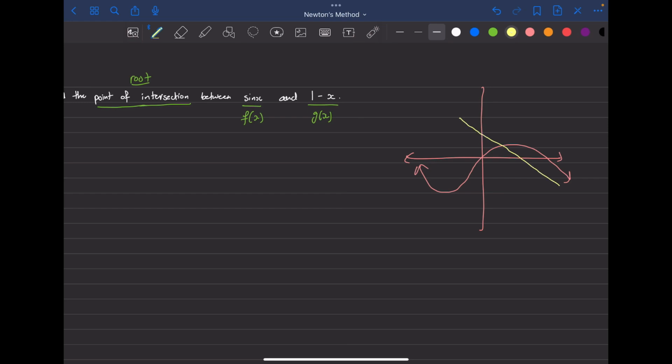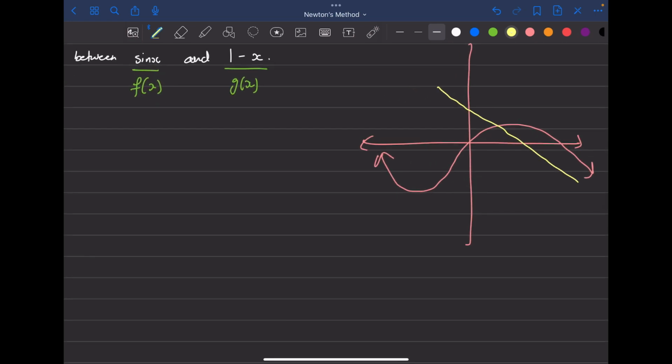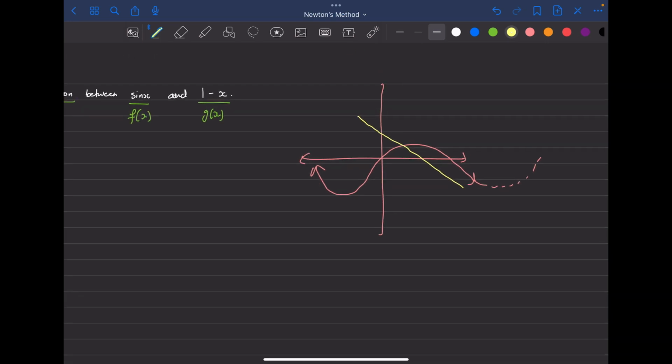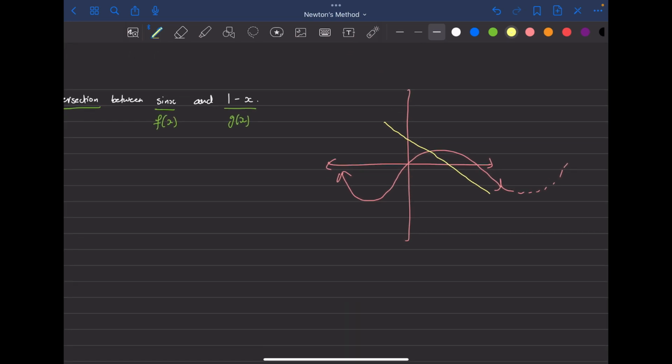Once again, first of all, we know that there is one intersection point because sine x goes back up, kind of like that, but 1 minus x continues to go down. So we know that there's going to be one intersection point, and that's kind of important for more complex stuff. But you don't need to know that for now. So we drew it.